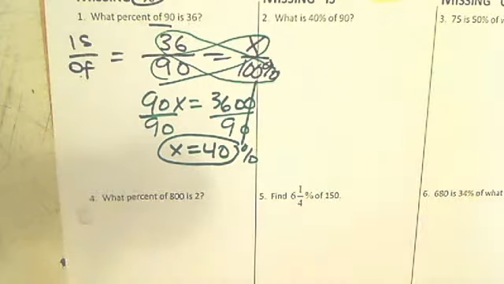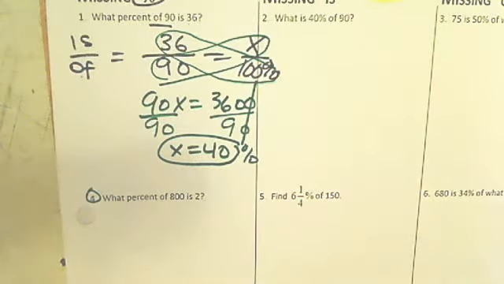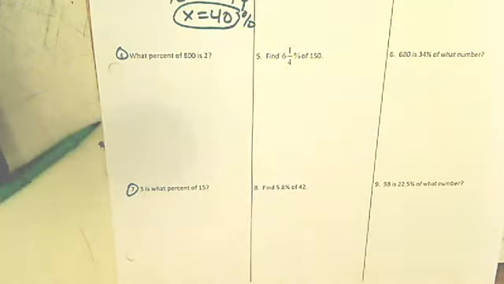Okay. Work out number 4 and number 7 down that column. 4 and 7. I'm going to walk around the room, so please stop me if you need my assistance. Again, it's is over of, percent over 100.